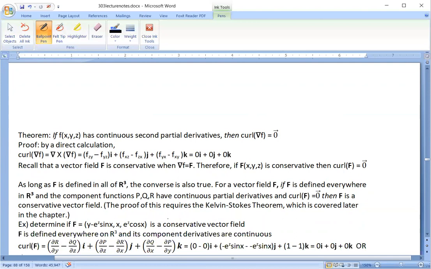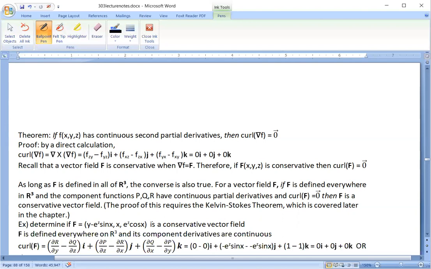dR/dy, R is e^z cos x, d of that is just 0, minus dQ/dz, Q is x, d/dz of that is just 0. So the first component, 0 minus 0. Next, dP/dz minus dR/dx. P is y minus e^z sine x, d/dz of that, negative e^z sine x. R is e^z cos x, d/dx of that is negative e^z sine x. But we just got the same thing. So subtracted, that's going to give us 0.